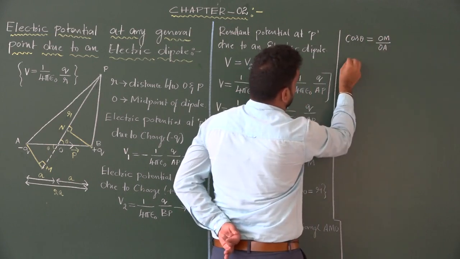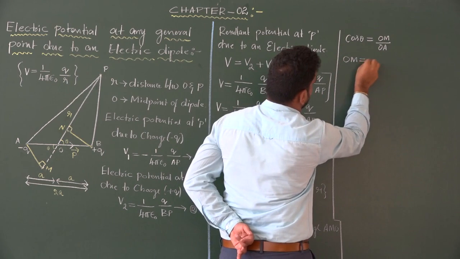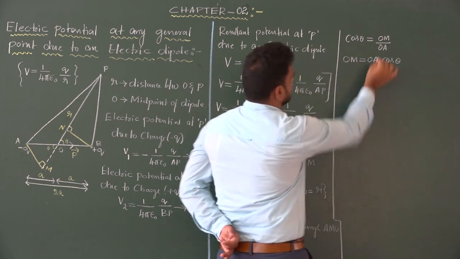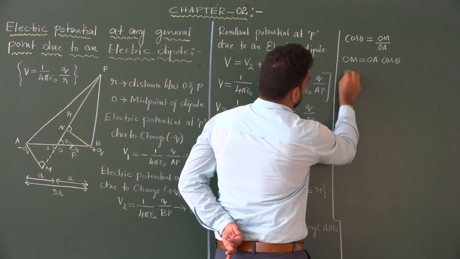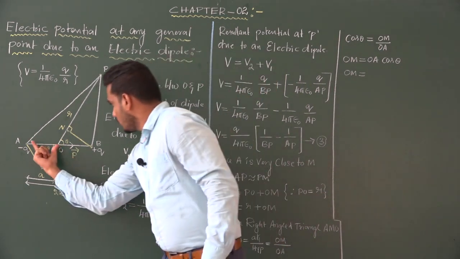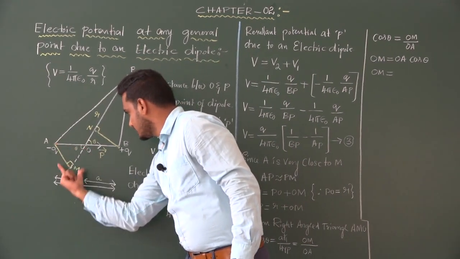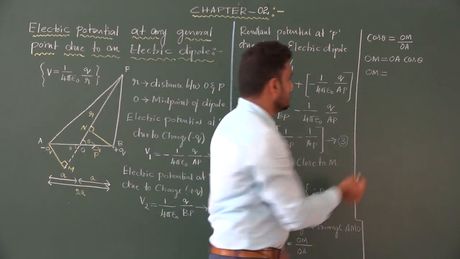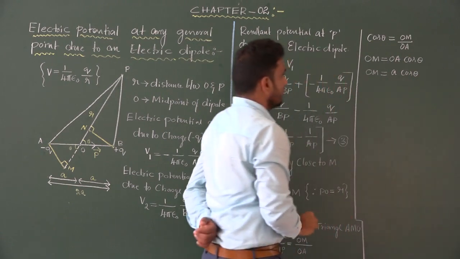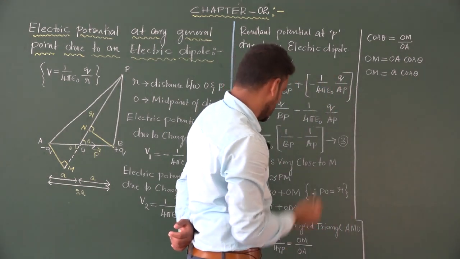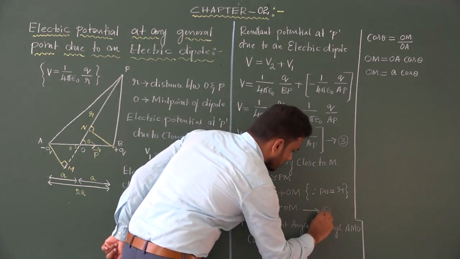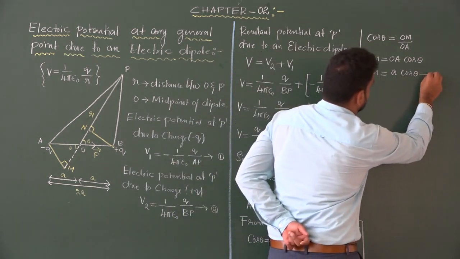Let us simplify this for OM. Then OM is equal to OA cos theta. Then what is OA in the diagram? Look at the diagram. The distance OA is nothing but equal to a. So it becomes a cos theta. So OM we got a cos theta. Let us say this is equation number 5.